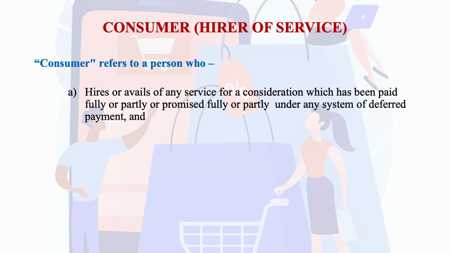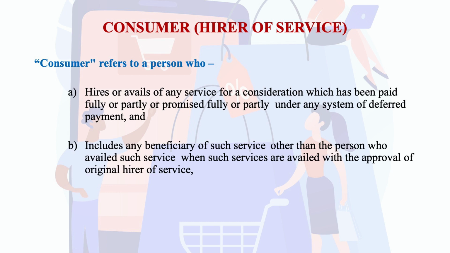We can move further. Again, coming back to services. Service refers to a person who hires or avails the services for a consideration. Again, same logic, consideration applies here also, which has been paid fully or partly, that's okay. Then the second clause includes, again the same thing, a stranger is also covered, like the thief enters the vehicle, gets possession of the vehicle, and he is also covered for the insurance purpose. Similarly, while availing service also, it is not that the original person who avails the services alone should be involved in this.